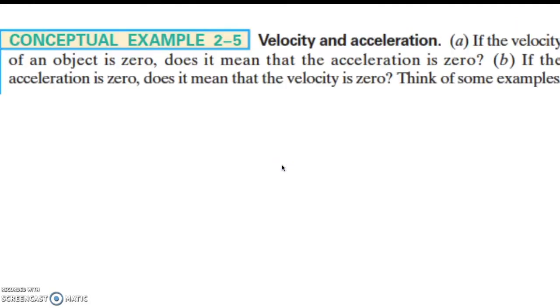Velocity and acceleration. A, if the velocity of an object is 0, does it mean that the acceleration is 0? So if your velocity is 0, are you accelerating? No. Are you changing your velocity? No. So your acceleration can be 0 if your velocity is 0. B, if the acceleration is 0, does it mean that the velocity is 0? For sure not, because all 0 acceleration means is that you have constant velocity. So your velocity could be 0, but it also could be 10, and it could be 15, as long as it's constant. And those are your examples.